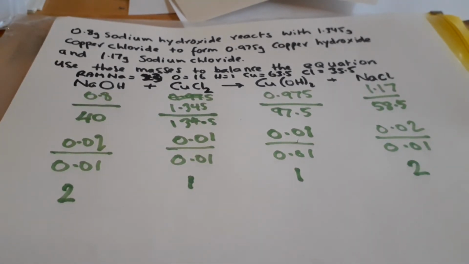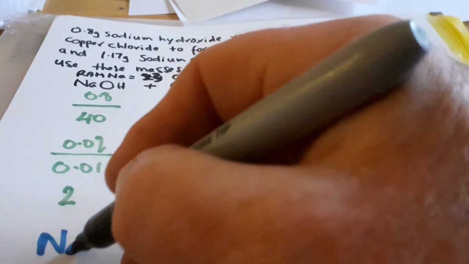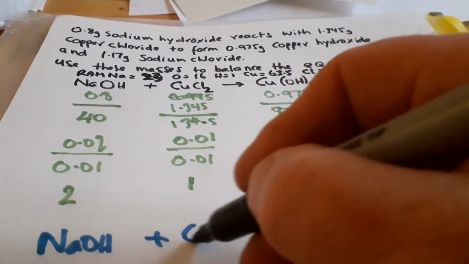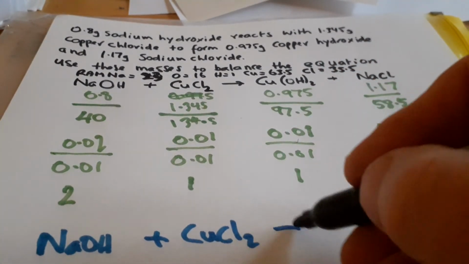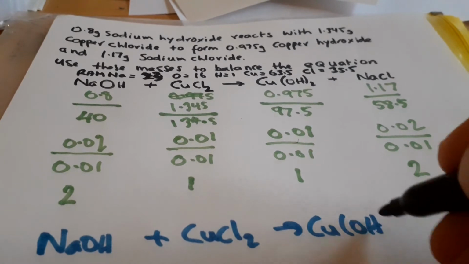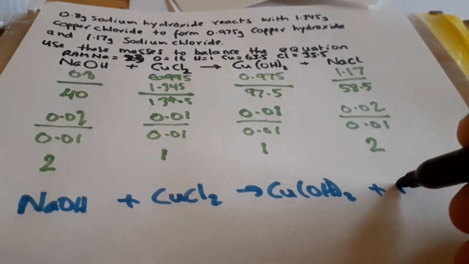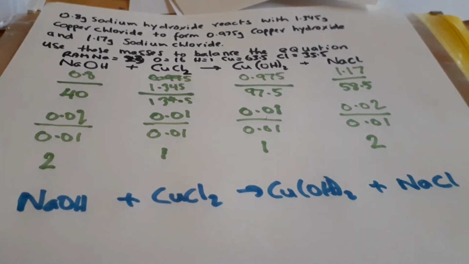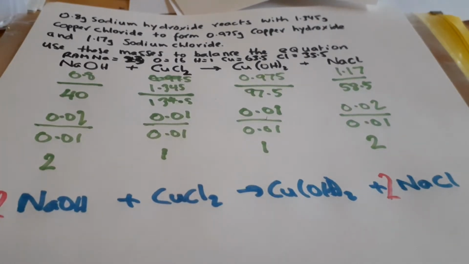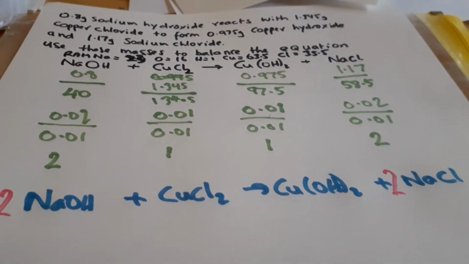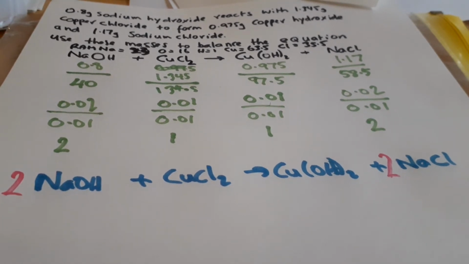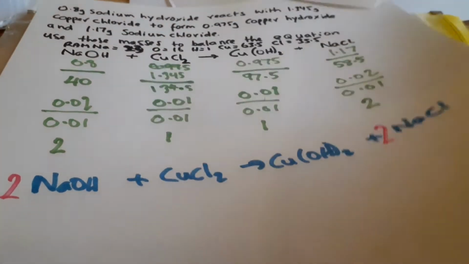So our equation then becomes, let's take NaOH plus CuCl2 goes to Cu(OH)2 plus NaCl. Now if we drop our figures in, we've got 2 lots of sodium hydroxide and 2 lots of sodium chloride. This time I'm not bothering to put the ones in because the equation's balanced and we don't need to put ones in. So the method is straightforward. Follow it.